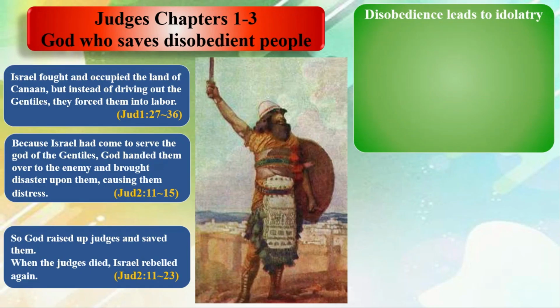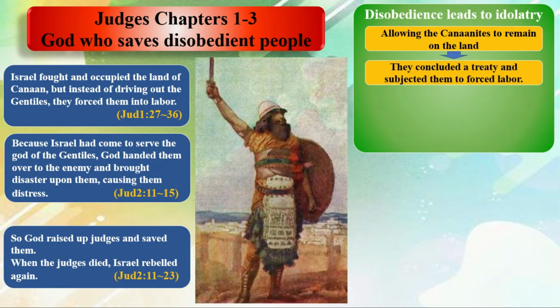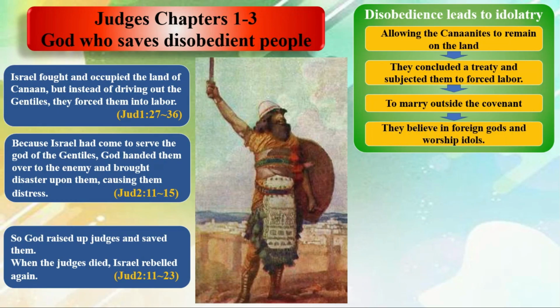Disobedience leads to idolatry. Allowing the Canaanites to remain on the land. They concluded a treaty and subjected them to forced labor. They married outside the covenant. They believed in foreign gods and worshipped idols. After this, Israel would fall into a cycle of apostasy.